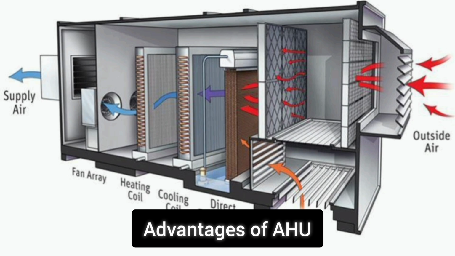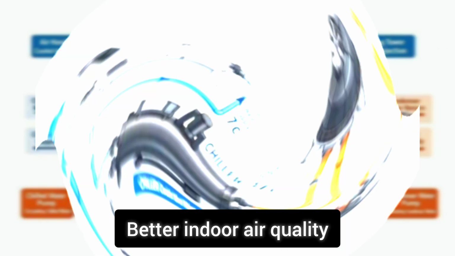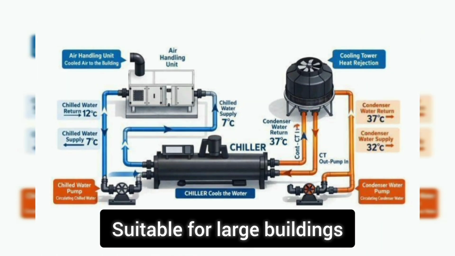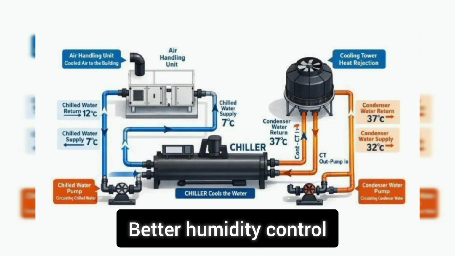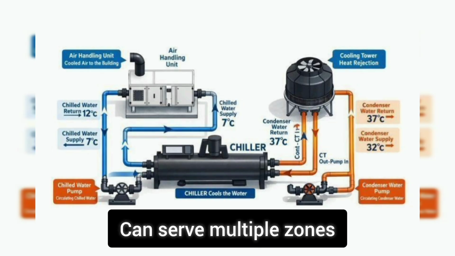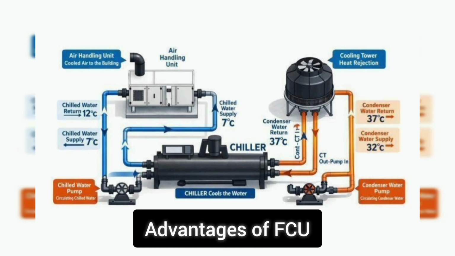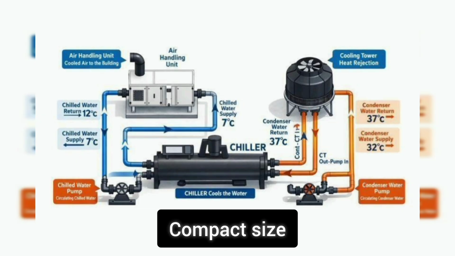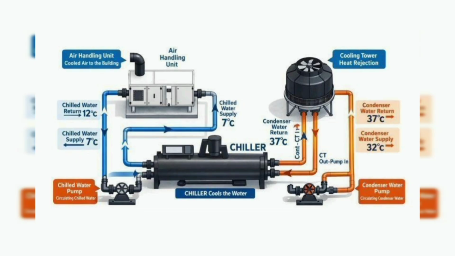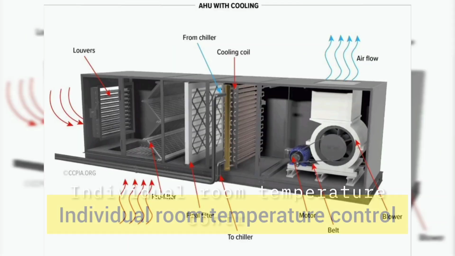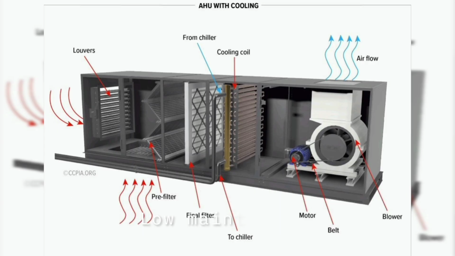Advantages of AHU. Supplies fresh air. Better indoor air quality. Suitable for large buildings. Better humidity control. Can serve multiple zones. Advantages of FCU. Compact size. Easy installation. Lower initial cost. Individual room temperature control. Low maintenance.